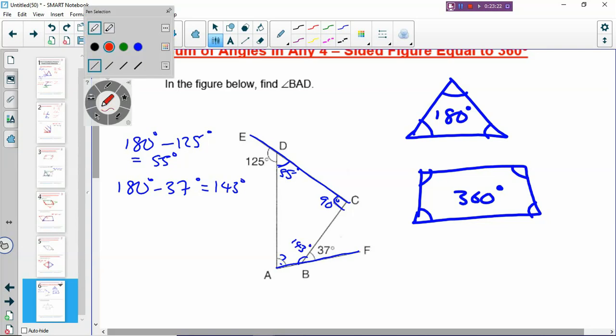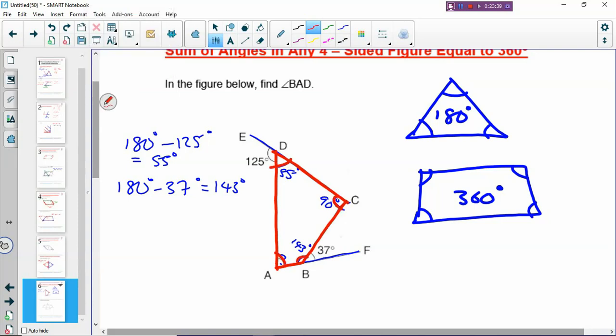Then you must remember, every time you see a four-sided figure, so that's one side, two sides, three sides, and now you have four sides. The angles inside this four-sided figure add together to 360 degrees. So can I find the question mark? Yes, of course I can.